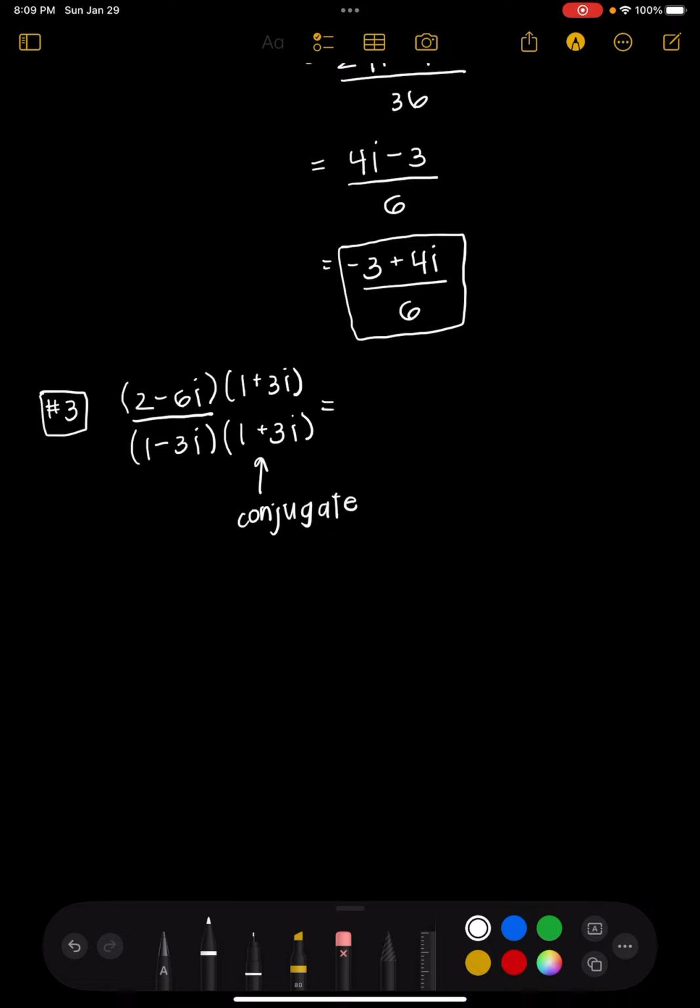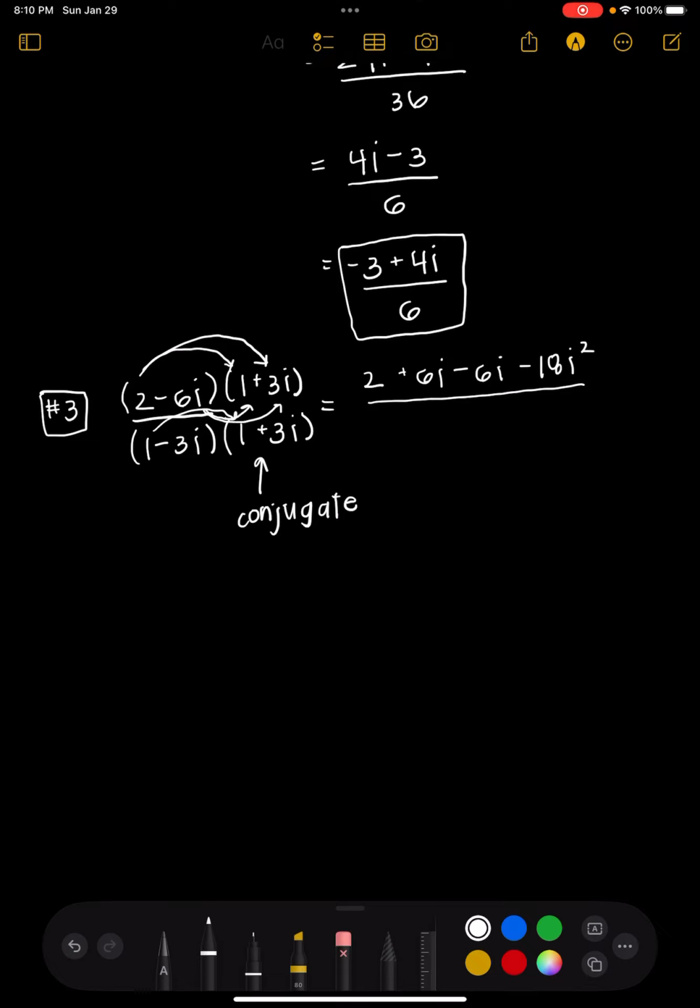Now, we have to FOIL both the top and the bottom. So FOIL, we'll start with first, which is 2 times 1. So we got 2. Then 2 outside would be 2 times 3i, which would give us a 6i. Then we're going to do the insides, which would be negative 6i times 1, which gives us negative 6i. And then we have a negative 6i times positive 3i, which would give us a negative 18i squared.